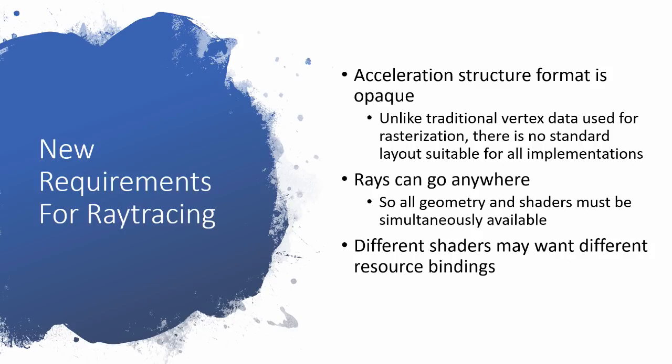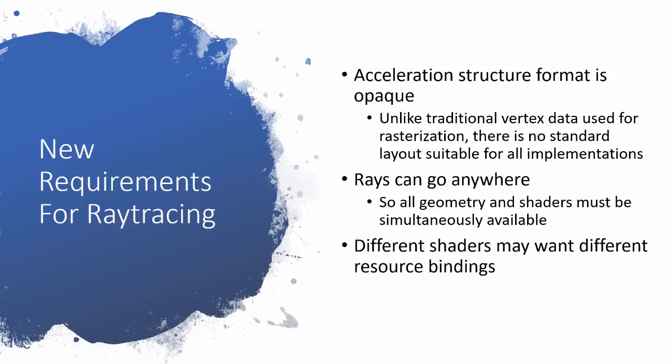The second new thing with ray tracing is that rays can go anywhere. The more levels of indirection you use, the more extreme this gets. But even in a very simple case, any ray could hit any object. And that means that all the geometry and all the shaders need to be accessible at the same time.